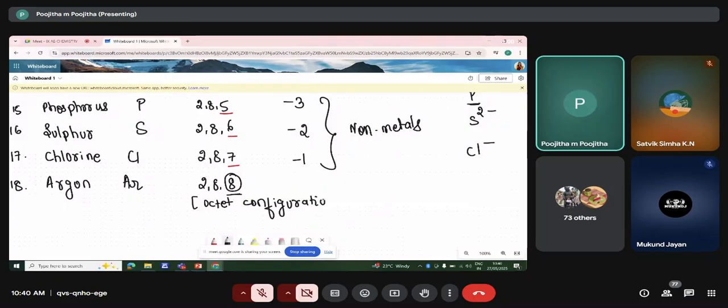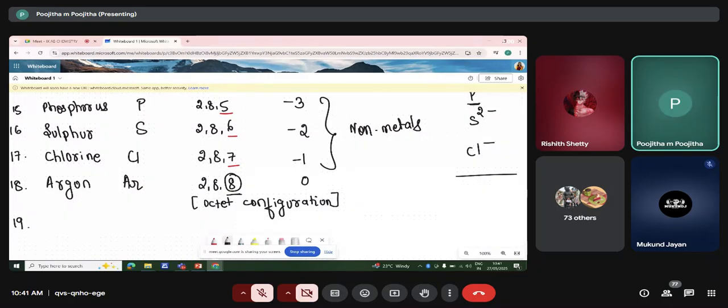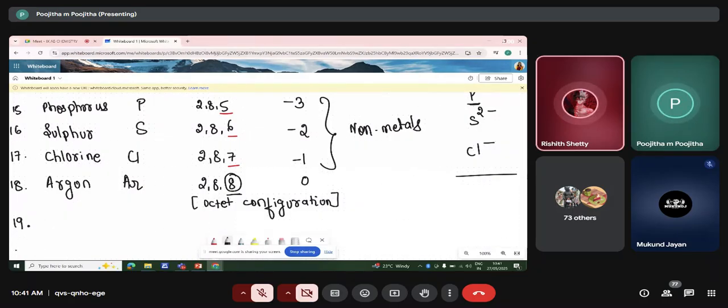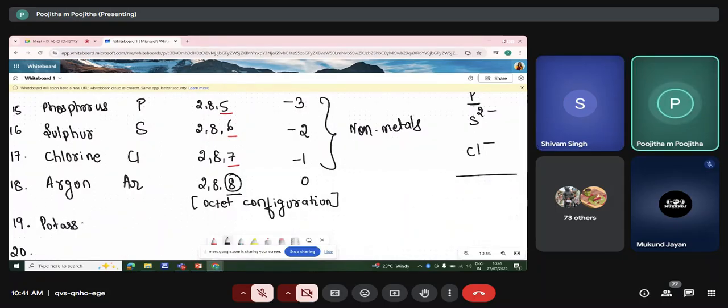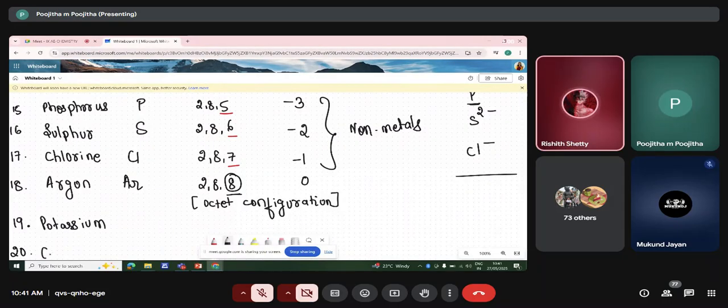Argon has 8 electrons in its outermost shell and is stable on its own. It has no tendency to lose, gain or share electrons. It is chemically non-reactive. Valency is 0. So noble gases have what valency? 0 valency. Okay, 19th element? Potassium. Then the 20th element is calcium.